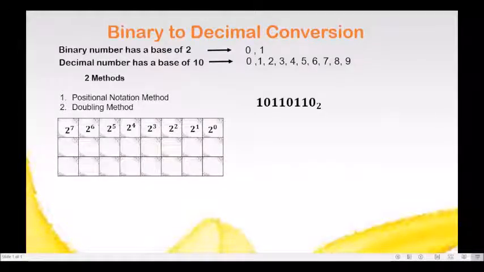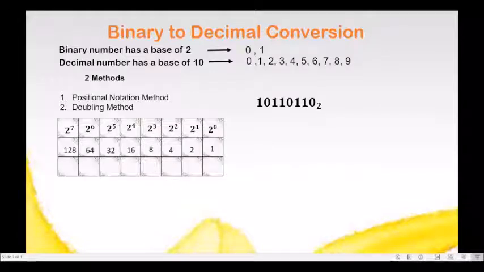After this, we are going to write the equivalent value of each power of 2. The equivalent value of 2 raised to the 0 power is 1 because any number raised to the 0 power is always equivalent to 1. The equivalent value of 2 raised to the first power is 2. 2 to the second power is 4. 2 to the third power is 8. 2 to the fourth power is 16. 2 raised to the fifth power is 32. 2 raised to the sixth power is 64, and 2 raised to the seventh power is 128.